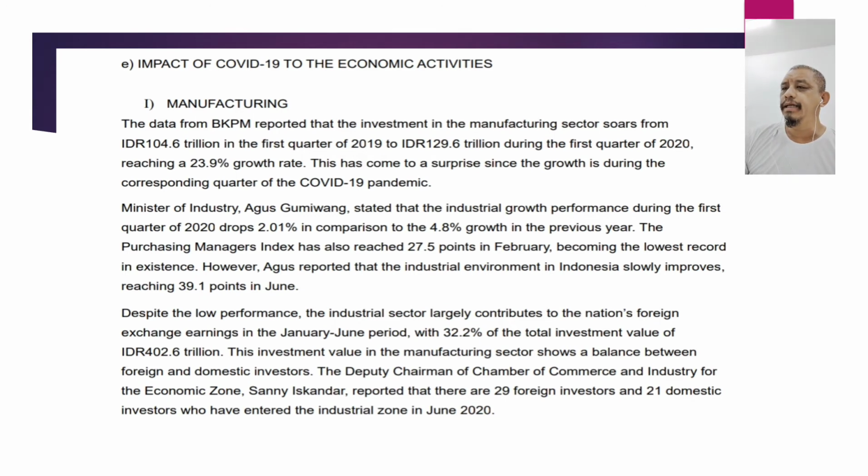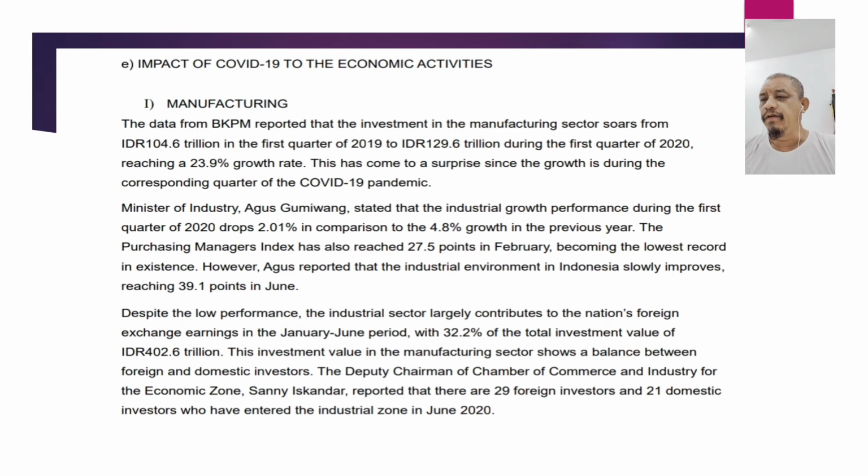Gumiwang stated that the industry growth performance during the first quarter of 2020 dropped 2.01% in comparison to the 4.80% growth in the previous year. The Purchasing Manager Index has also reached 27.5 points in February, the lowest record in existence. However, Agus reports that the industrial environment in Indonesia slowly improved, reaching 29.1 points in June.